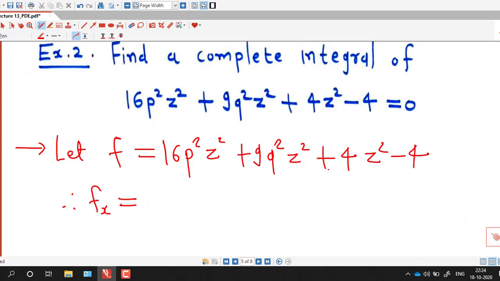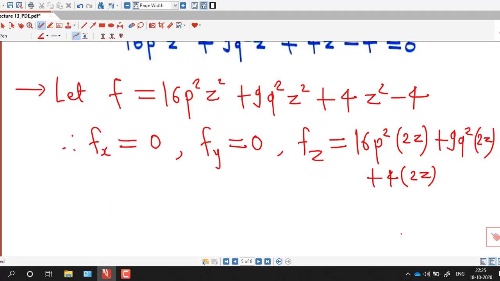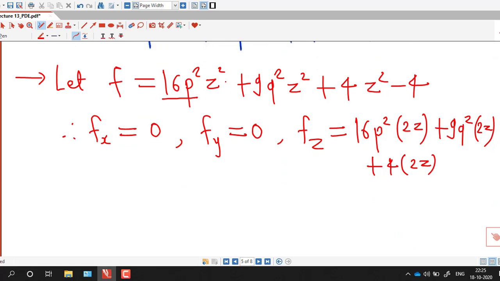There is no x here, and there is no x in each term, so del f by del x is 0. The partial derivative with respect to y is also 0, since there is no y in all four terms. We have z in the first term, so 16p square as it is, and the derivative of z square with respect to z is 2z. Same thing here: 9q square as it is, derivative of z square is 2z, plus 4 as it is, derivative of z square is 2z.